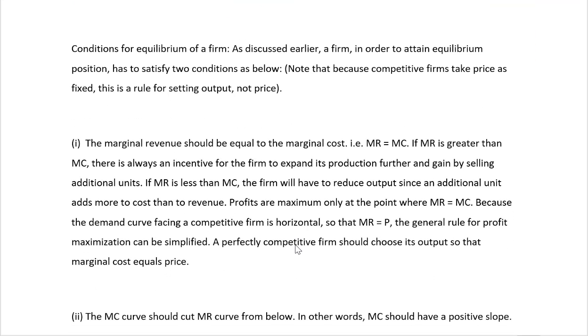Conditions for equilibrium for a firm. As discussed earlier, a firm in order to attain the equilibrium position has to satisfy the conditions below. First, marginal revenue should be equal to marginal cost, MR equals MC. If MR is greater than MC, there is always an incentive to the firm because the marginal revenue is more than marginal cost. So the firm is in a profitable situation.